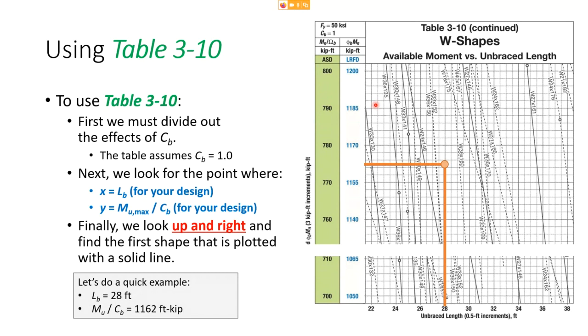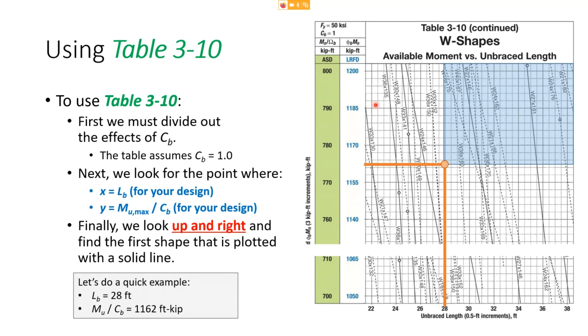So, bam, that should look like this. I'm going to go back and make sure we saw that. So x is 28, y is 1162. Find that point, the point where they intersect. That orange dot that I drew there on the slide is where an unbraced length of 28 and a moment of 1162 meet. What you do when you've found that point is look at this region.